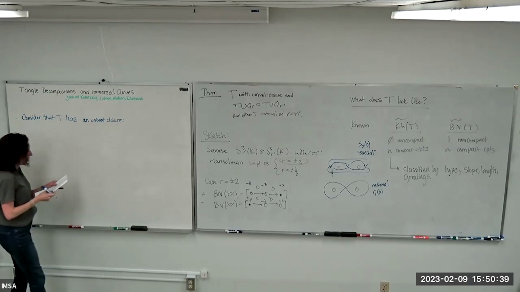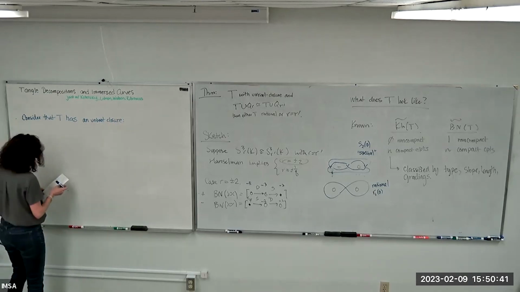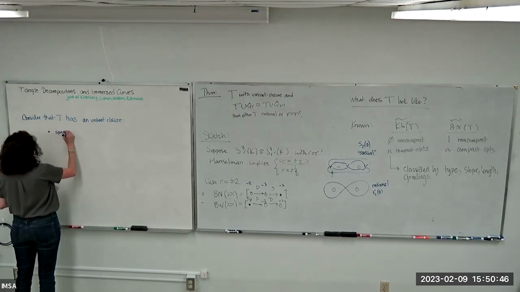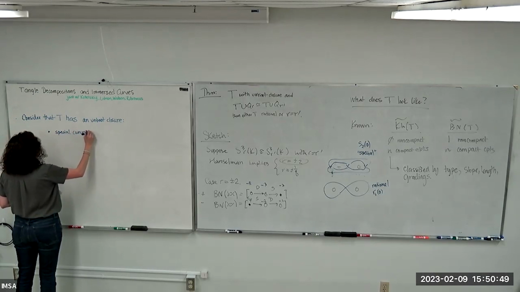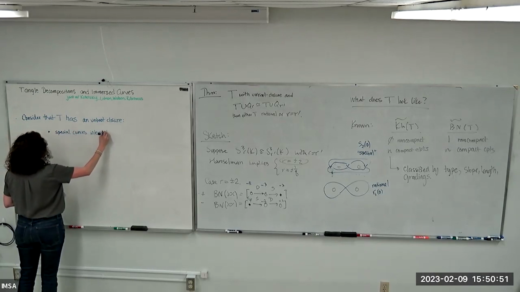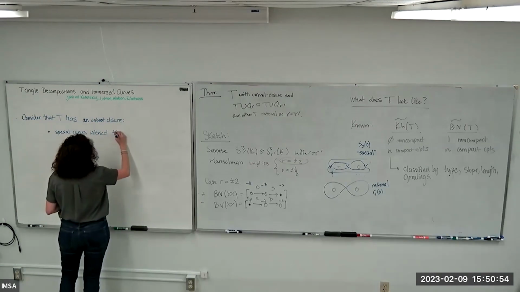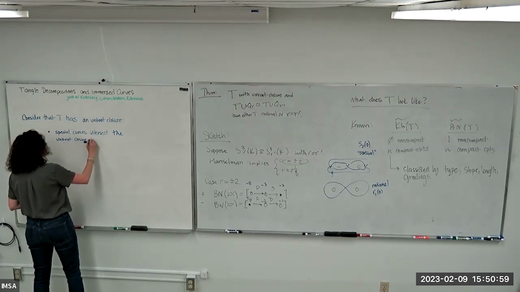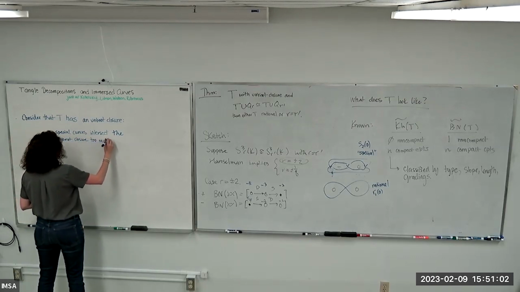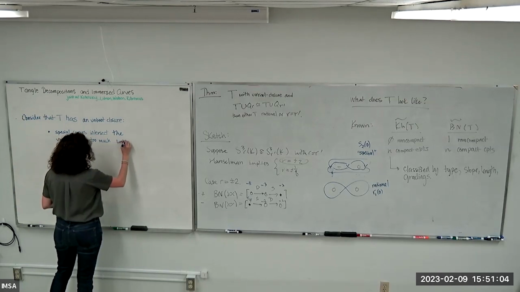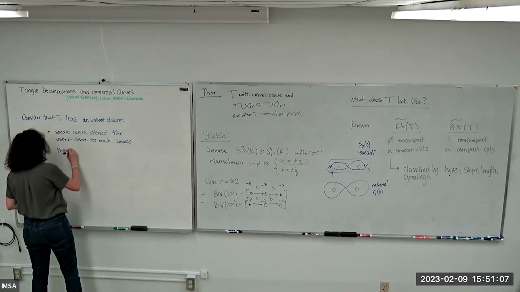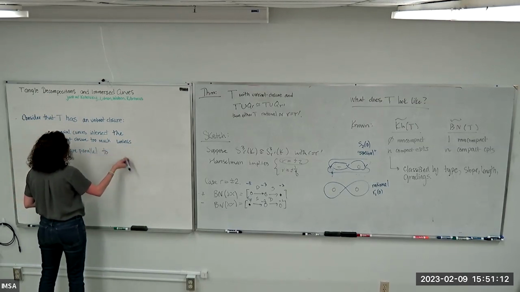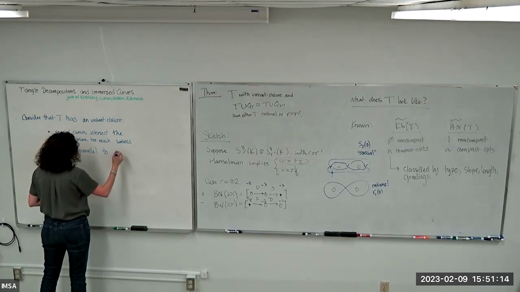Okay. And from that you can deduce that if you have special curves, they are going to intersect the unknot closure too much, unless they are parallel to the curves in T.